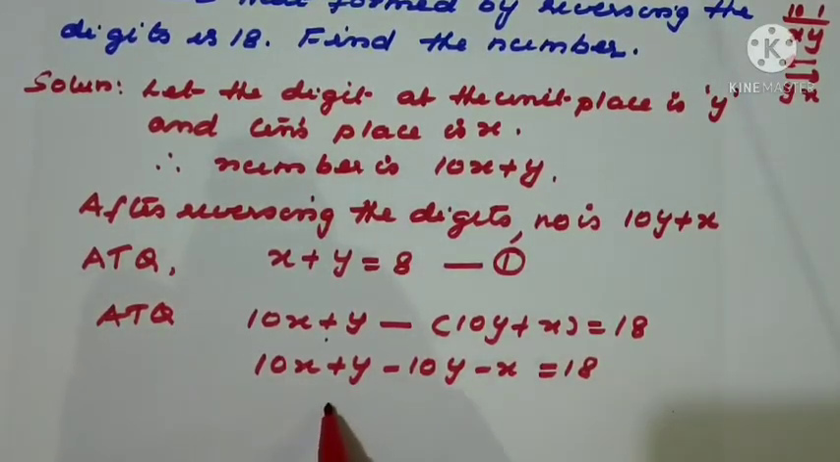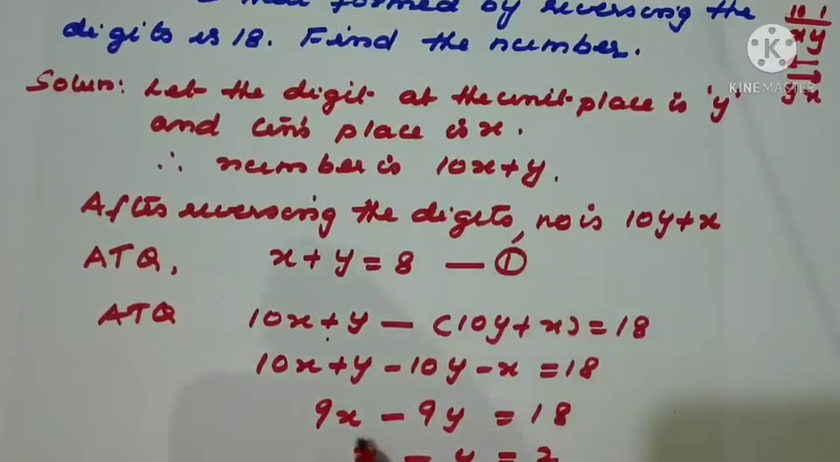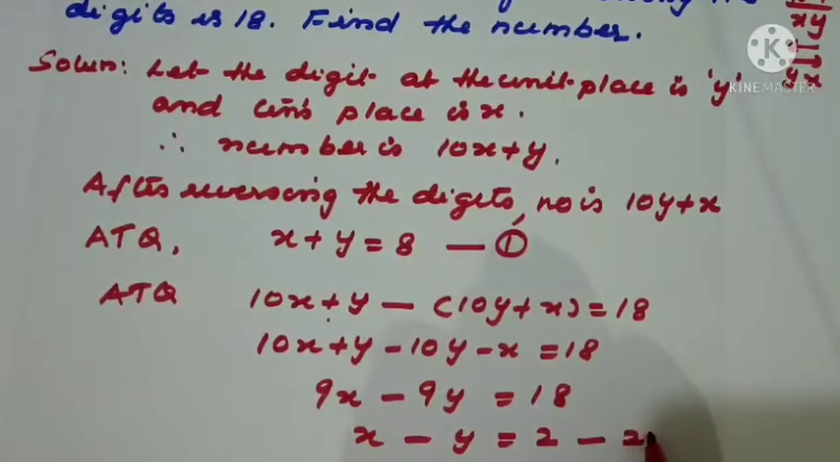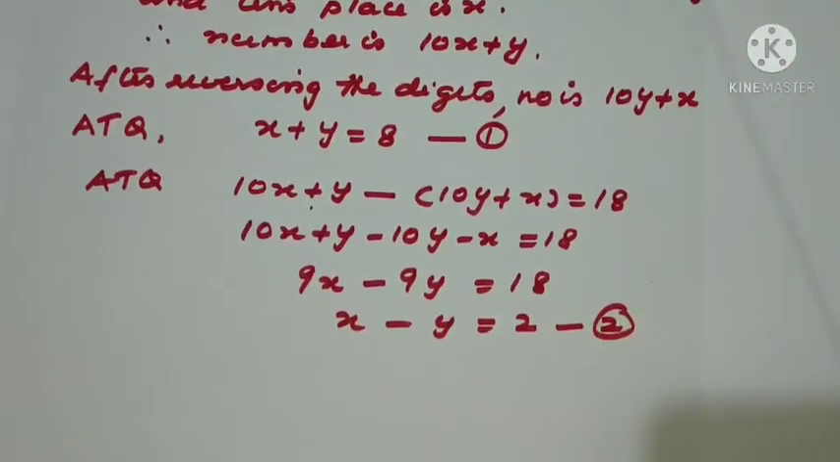10x minus x, it is 9x. y minus 10y, it is minus 9y, equal to 18. So x minus y equal to 2. How did I get 2? I cancelled with the 9 throughout the equation. Now I got equations 1 and 2, because we are going for elimination only.